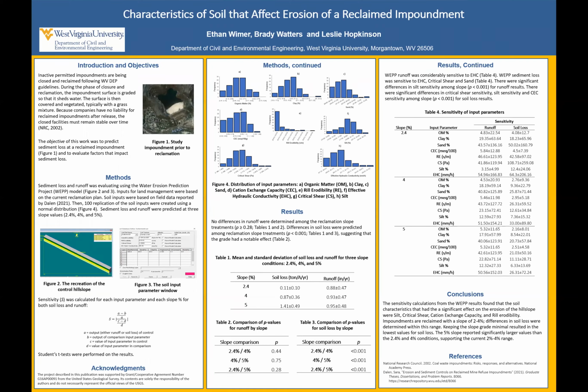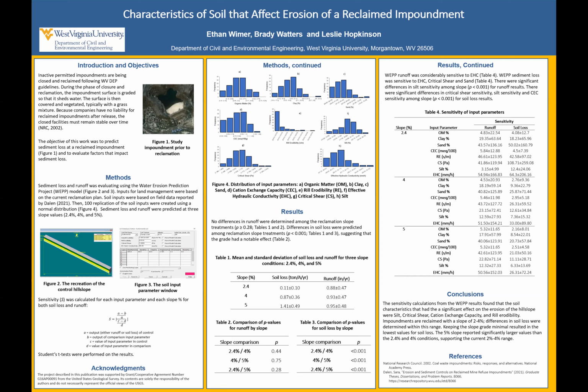In order to get the necessary data, the Water Erosion Prediction Program, or WEPP for short, was used to simulate erosion. WEPP is a program that allows the user to model a hill slope and then expose it to events such as storms or the passage of long periods of time and measure the effects those events had on a hill slope.